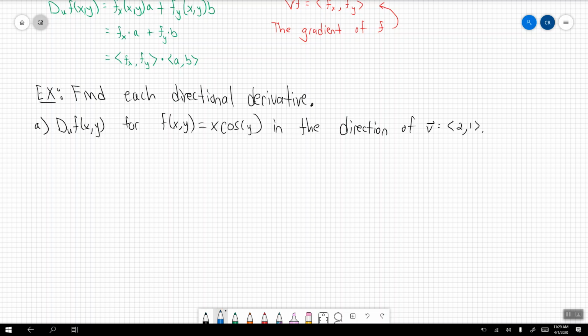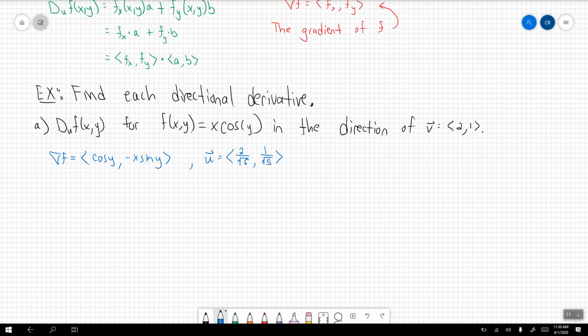Alright, so directional derivative. First, let's find the gradient. The gradient of the function, that's going to be the partial derivative with respect to x, so that's going to be cosine of y. And then the partial derivative with respect to y, which should be negative x sine y. There we are. So we got the gradient. Now we need a unit vector. Since we're not given a unit vector, we need to find that unit vector. Take the magnitude, which will be root 5. So the unit vector is 2 over root 5 and 1 over root 5 for the components.